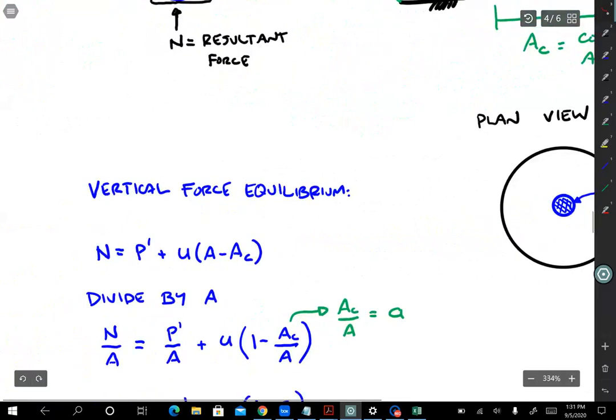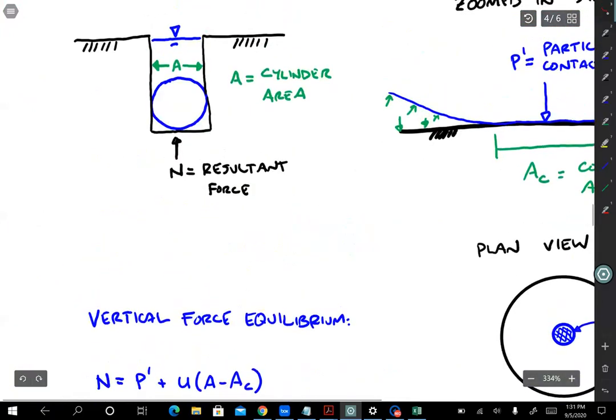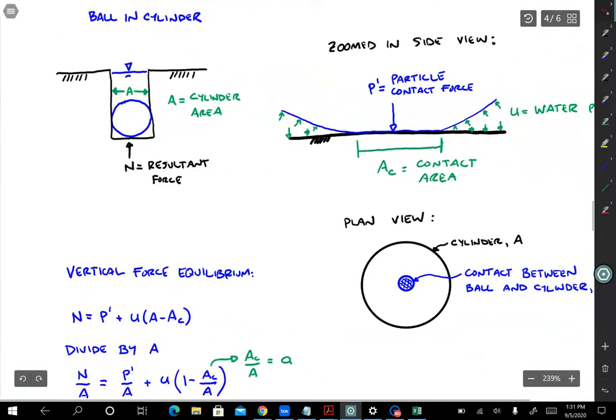Okay, now if we do vertical force equilibrium of these different forces that we have going on, the normal force is equal to the interparticle contact force plus the water pressure integrated over just the part of the area that's in contact with water, right? So you have the solid to solid surface force is P prime, and then the other area, there's water pressure pushing down. So the vertical force resultant at the bottom is equal to P prime plus that water pressure at the bottom times A minus AC, where A is the total area, AC is the contact area.